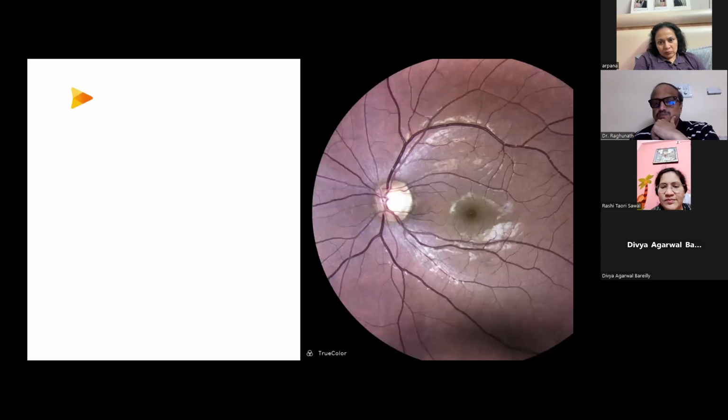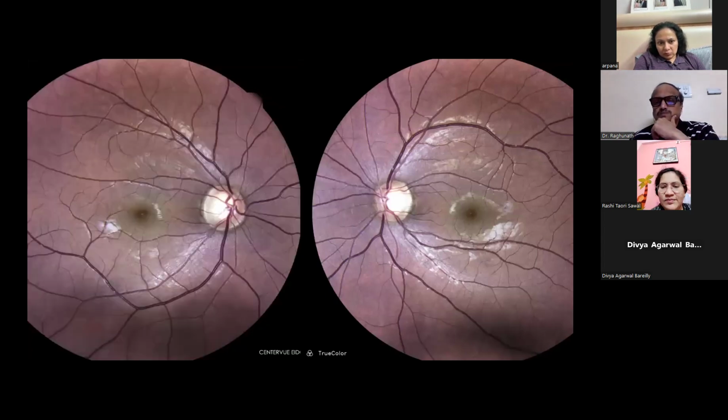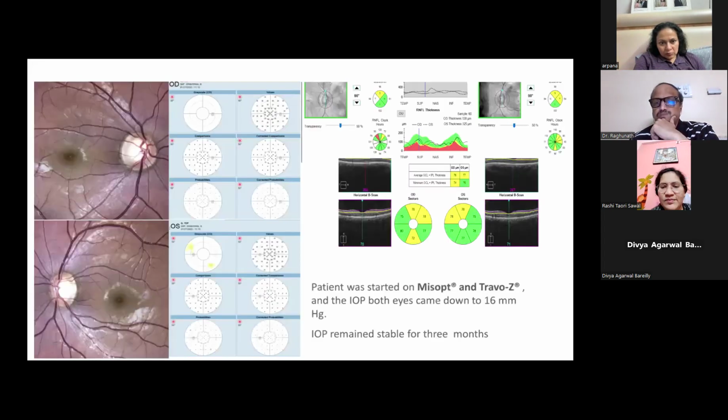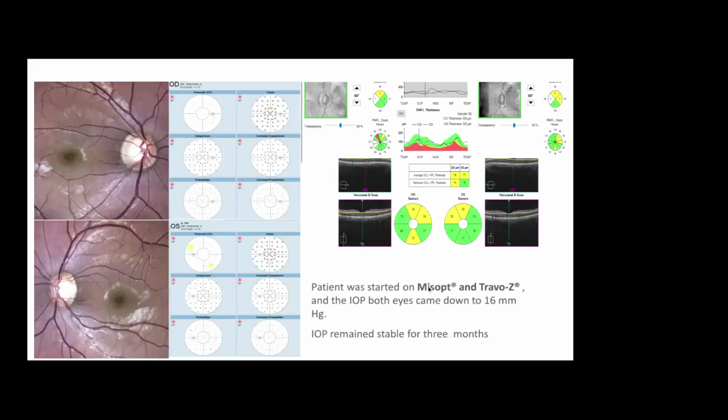And this is how his fundus and optic disc look. They're pretty normal, and the red-free image is normal. His visual fields are actually normal, with some changes on RNFL analysis in both eyes.